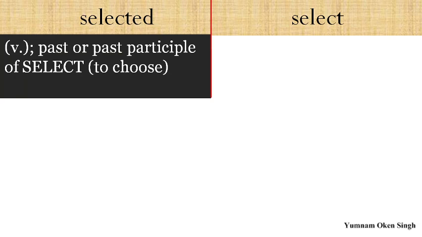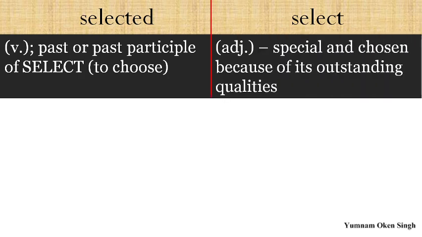Now let's see select and selected. Selected is mostly used as a verb, the past or past participle of the word select, which means to choose. And select we usually use as an adjective. It means special and chosen because of its outstanding qualities.